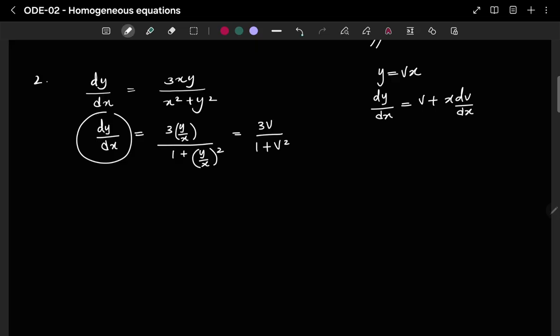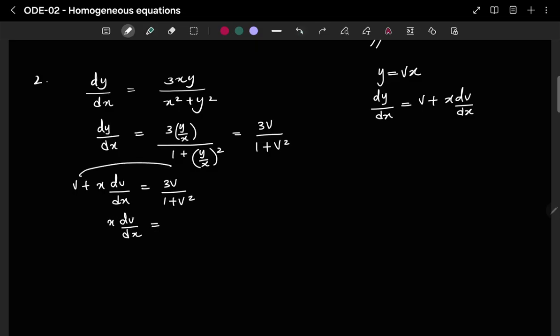For this dy by dx, we are substituting this one: v plus x dv by dx equals 3v over 1 plus v squared. And then we have x dv by dx equals, taking this v to the other side, 3v over 1 plus v squared minus v. Simplifying this, we get v(2 minus v squared) over 1 plus v squared.